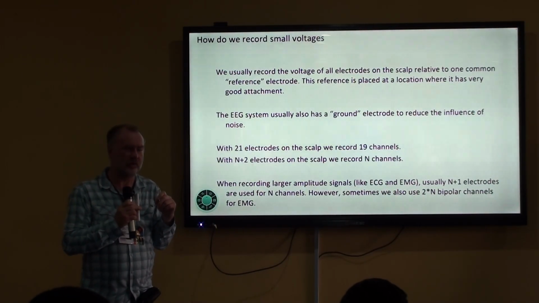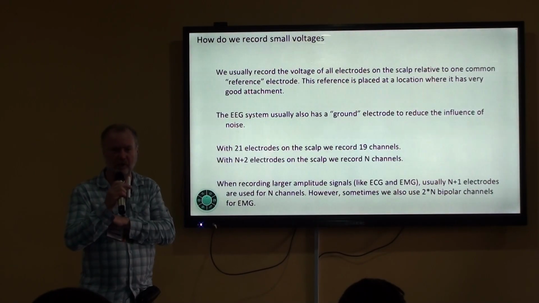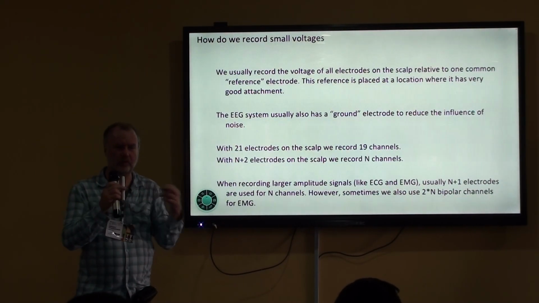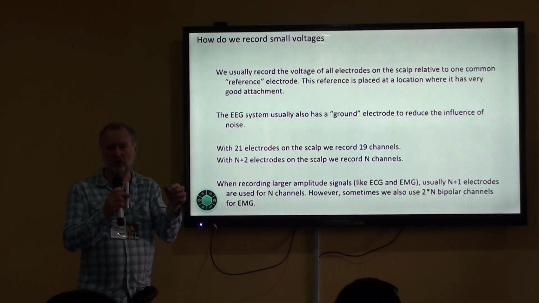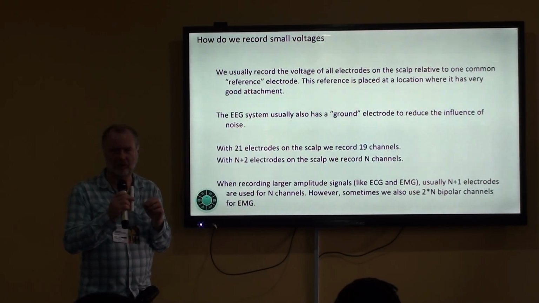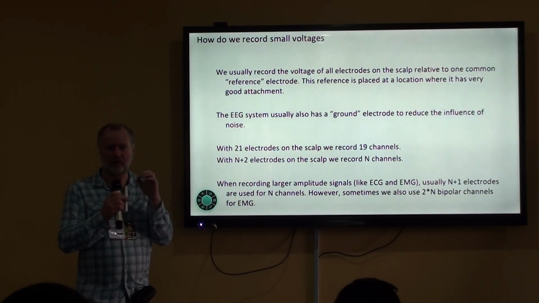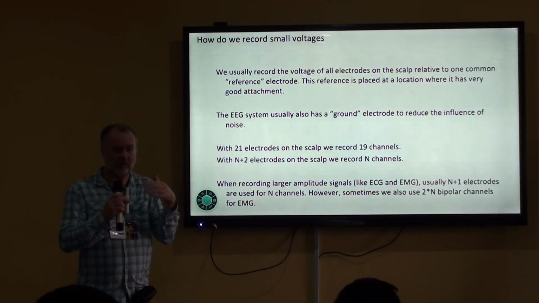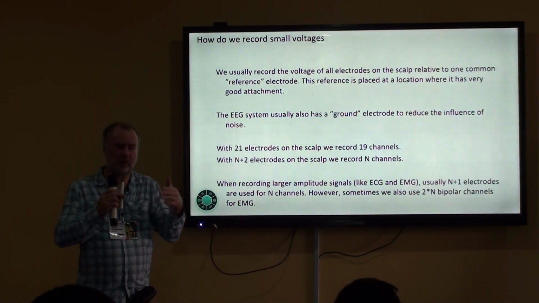So if we record EMG, for example, from the left and from the right arm to see whether there's any movements, then often we would use 4 electrodes. We would record the voltage difference on the left arm with 2 electrodes, and we would record the voltage difference on the right arm with 2 electrodes. In such a situation, each of the channels has its own reference. So in that case, we have 2 times n electrodes, which means that we just have more electrodes, but we have fewer channels.